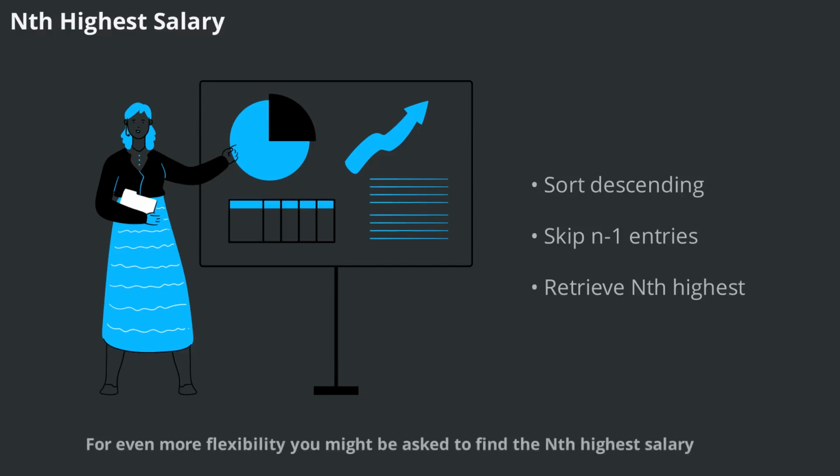For even more flexibility, you might be asked to find the nth highest salary. By sorting in descending order and skipping entries, you can retrieve any rank. This is a great way to show your understanding of stream pipelines and advanced selection.